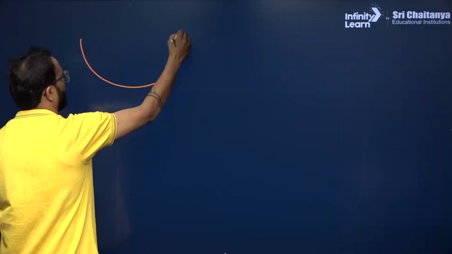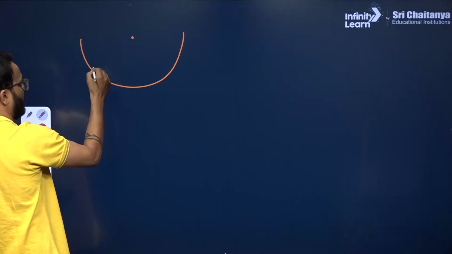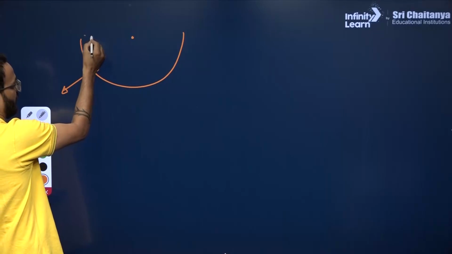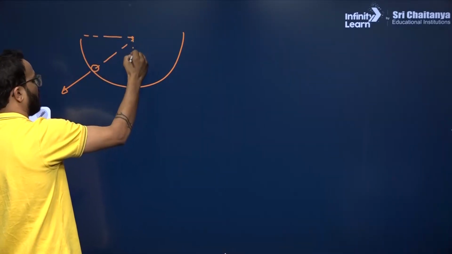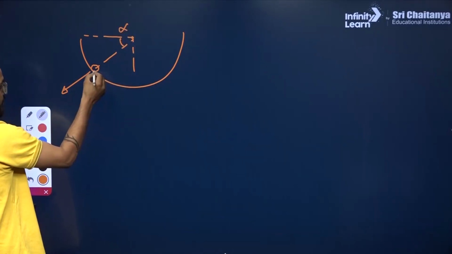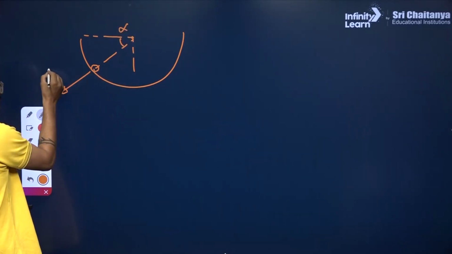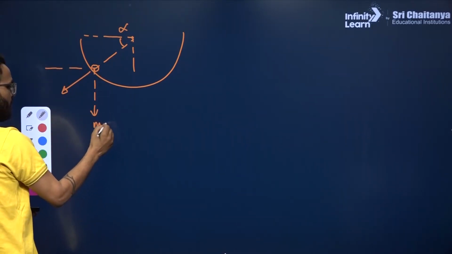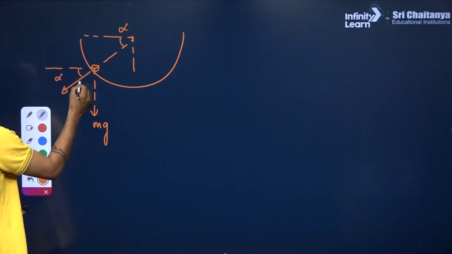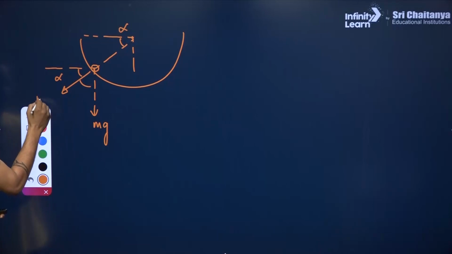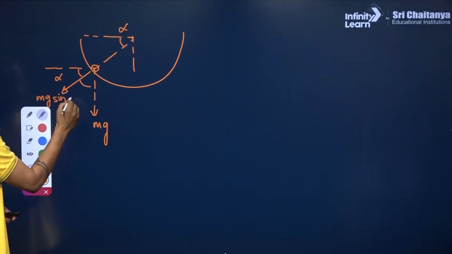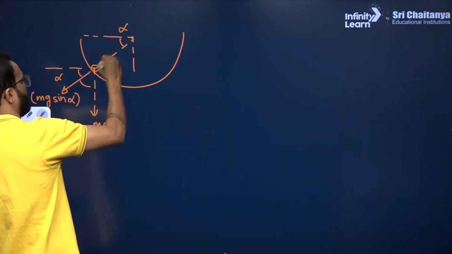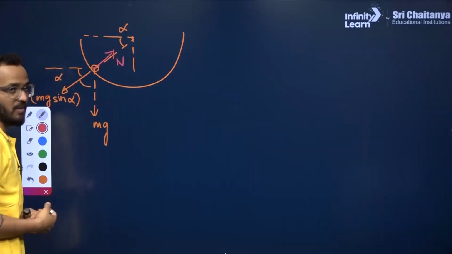So the question is very simple. It is coming like this. When the object is here, there will be one component, this, right? So this angle is alpha. So this is mg, right? This angle is alpha, so this angle is 90 minus alpha. So this component will be mg sine alpha. Is it clear? Now one more component will be there, which is this, and this is normal.